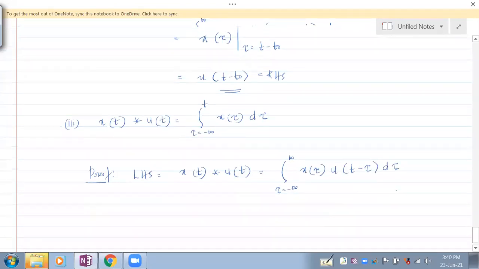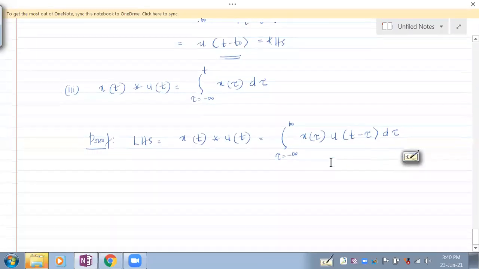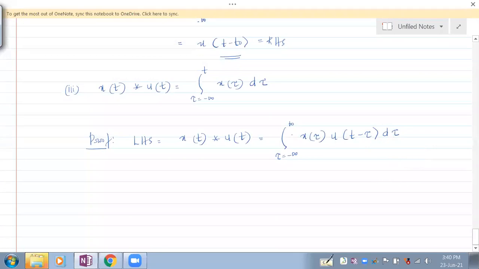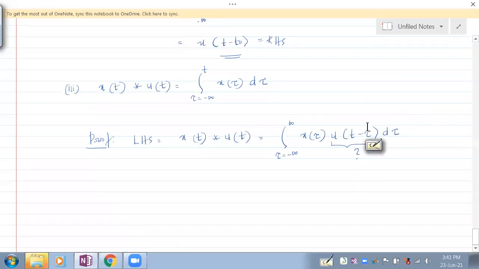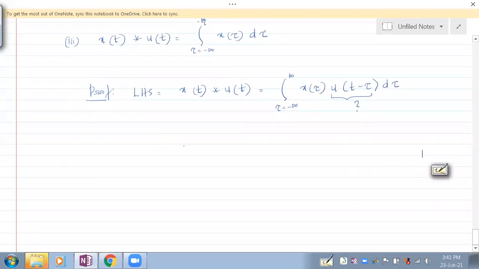Now we need to analyze u of t minus tau. So this is your job now. What is u of t minus tau? If you understand this, then the things will fall in place. Understand? So let's see that. Mind you, once it is within this integration, it is all with respect to tau.